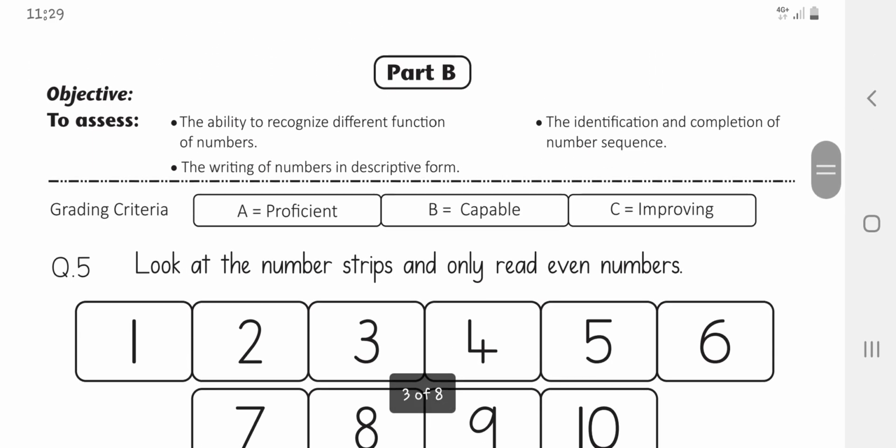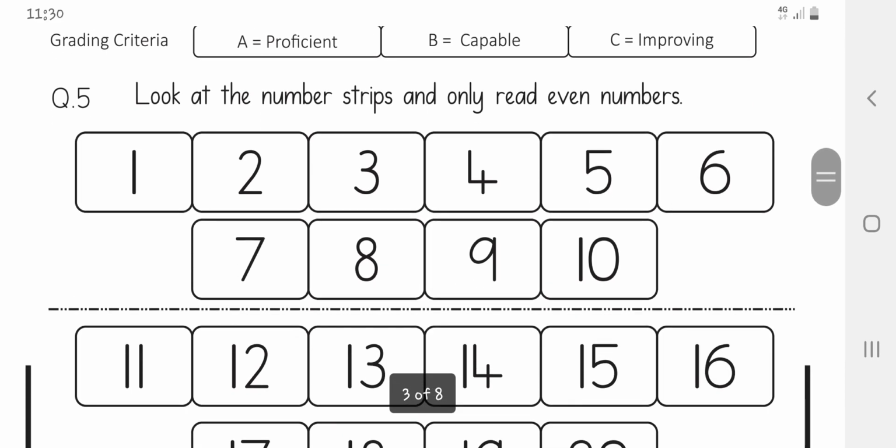Part B is about oral skills, and the objectives are the ability to recognize different functions of numbers. Numbers perform different functions. We know sometimes they are odd numbers, sometimes they are even, sometimes they are integers. So we have to look at the number and tell what the function of the number is here. The identification and composition of different number sequences and the writing of numbers in descriptive forms. Now the students are able to write the numbers in tabular form and descriptive form, and to match the tabular with the descriptive and vice versa.